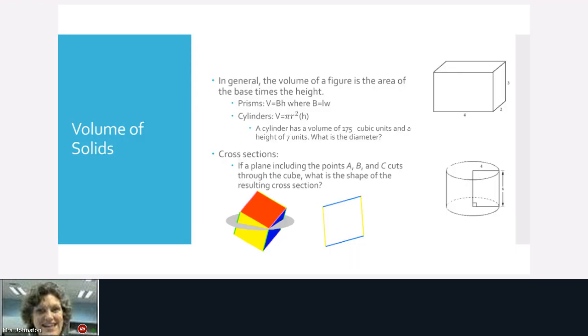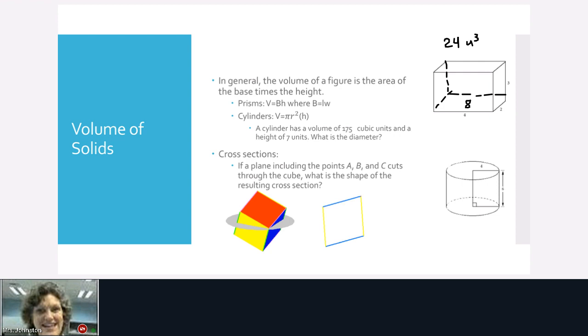In general, the volume of a figure is the area of the base times the height. Now, I don't mean the base one side, I mean the area of the rectangular base. So if you could see through the middle of this prism, you could see that there is a rectangular base down here that matches the base on top. And if you can calculate the area of that base, in this case 4 times 2 would be 8, and then multiply it by the height, then the volume would be 24 cubic units.